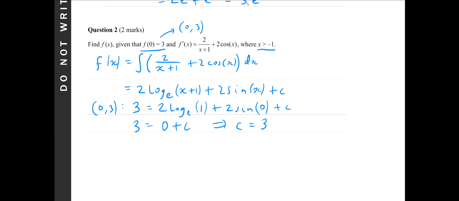Now, we actually want f of x, not just the value of c. So finishing off, f of x is equal to 2 log e of x plus 1, plus 2 sine of x, plus 3. And there you go, that is the final answer.